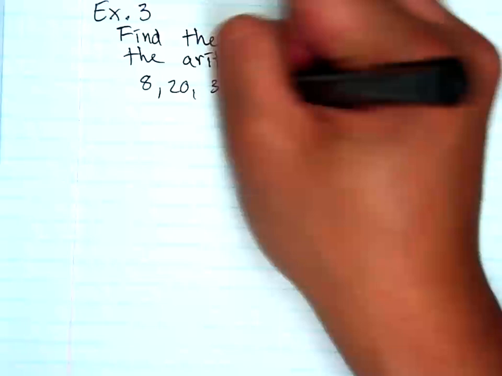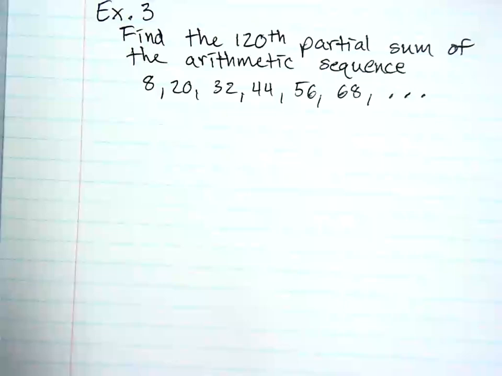Okay, so let's go ahead and take our information first. So a sub 1, our initial value, is 8. To get from 8 to 20, I see that our difference is 12, and double checking just to make sure, it does look like we go up by 12 every single time, so we do have an arithmetic sequence. So our difference here is going to be 12. Now, in order to use that sum formula, we do need to know what that 120th term is.